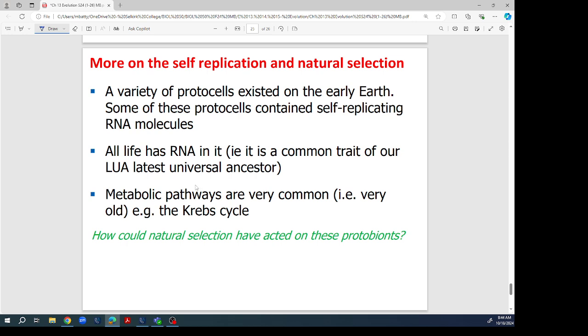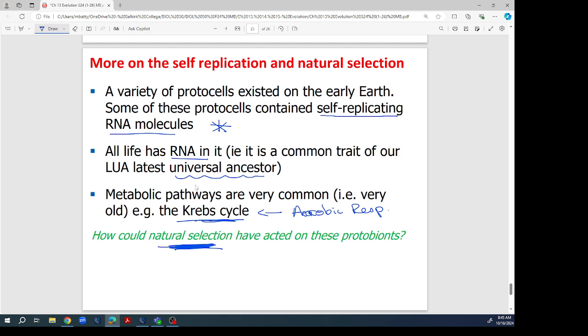More on it, and I think I've already said this, so I've made sure it was written down. So self-replicating molecules is a key thing, and RNA is a common trait of our universal ancestor. And the other idea here that is part of all this is that metabolic pathways can be very common and very old. As an example, the Krebs cycle in aerobic cellular respiration is a really old cycle, and it exists in a lot of organisms. So the idea that natural selection can act on these is that we can have selection for the traits that are going to have differential survival repercussions for those early cell precursors.